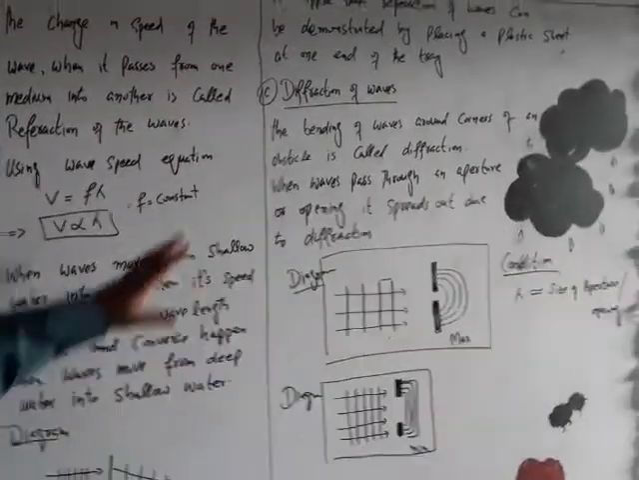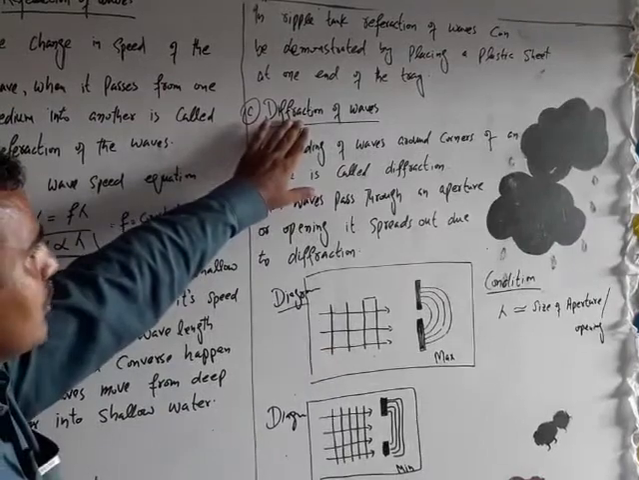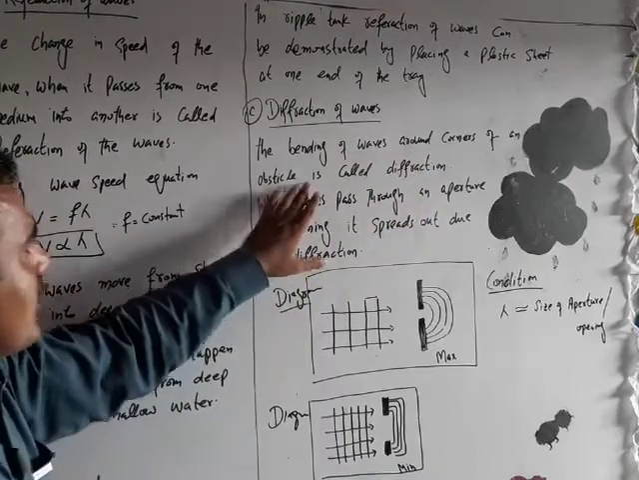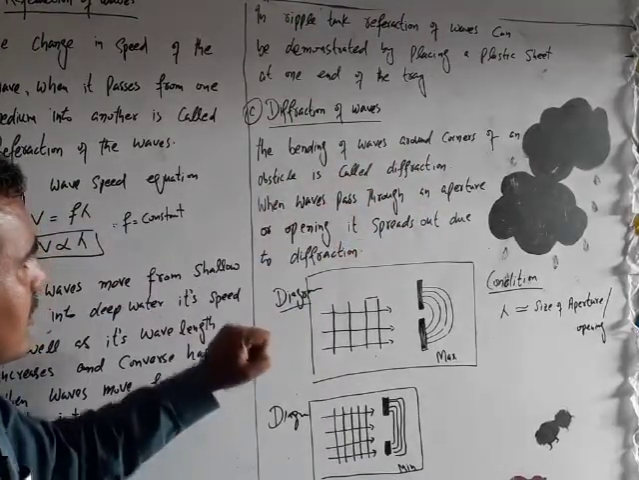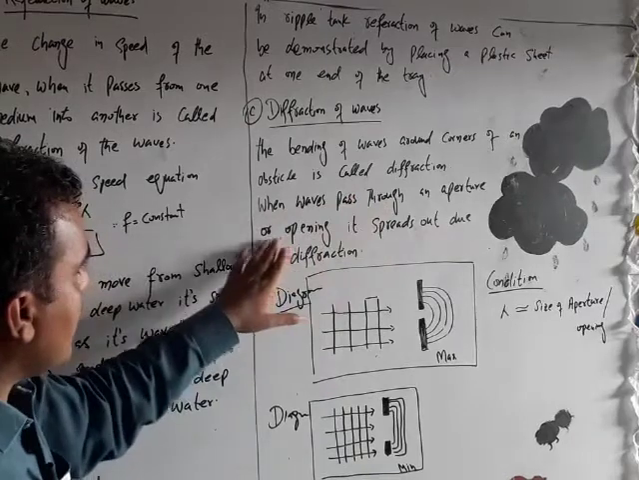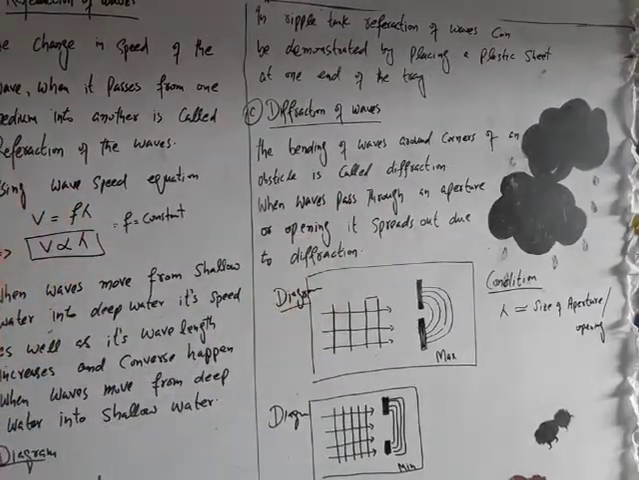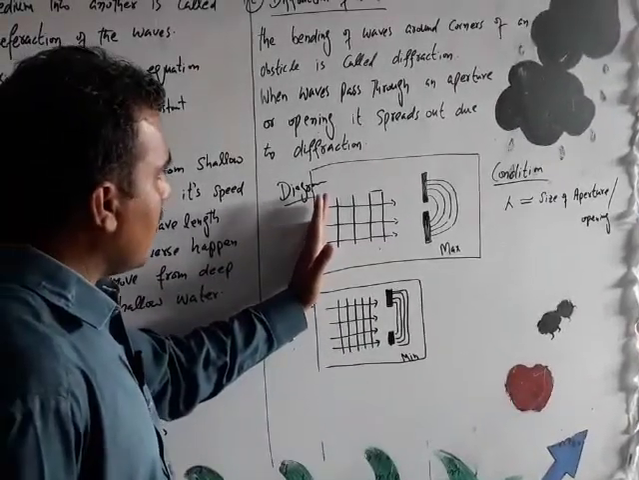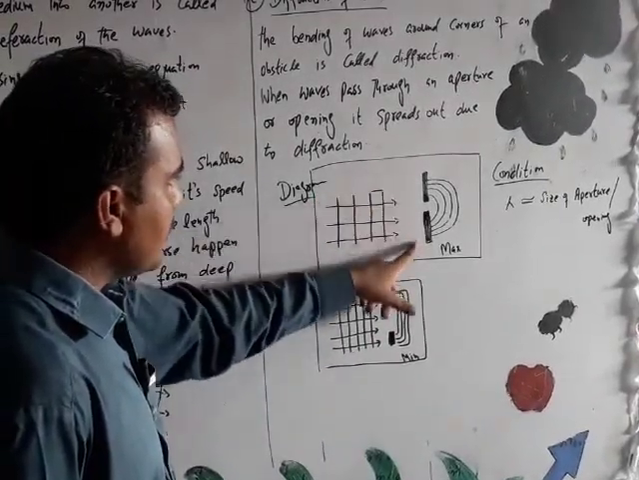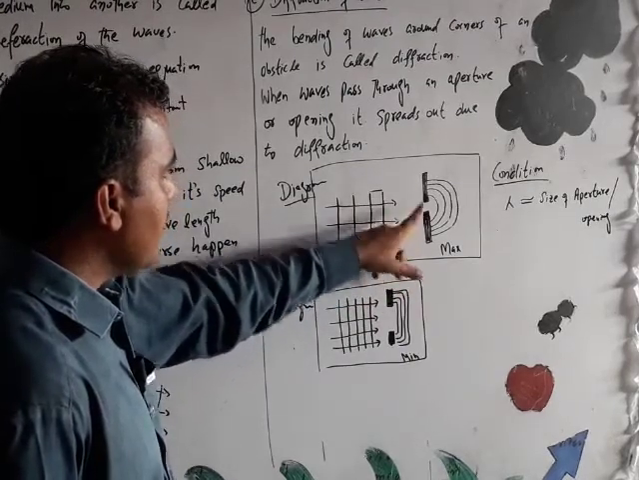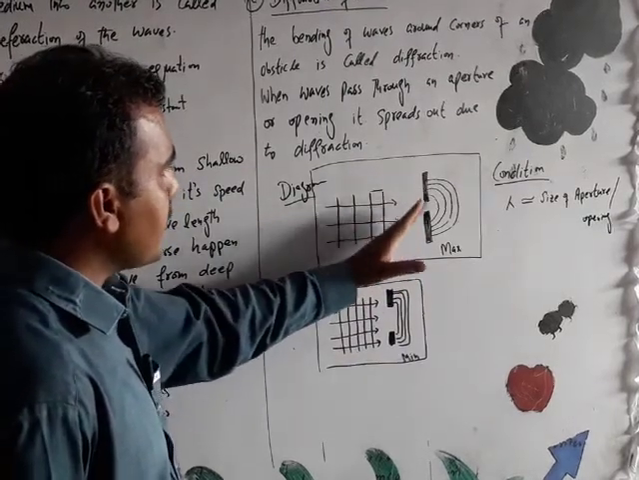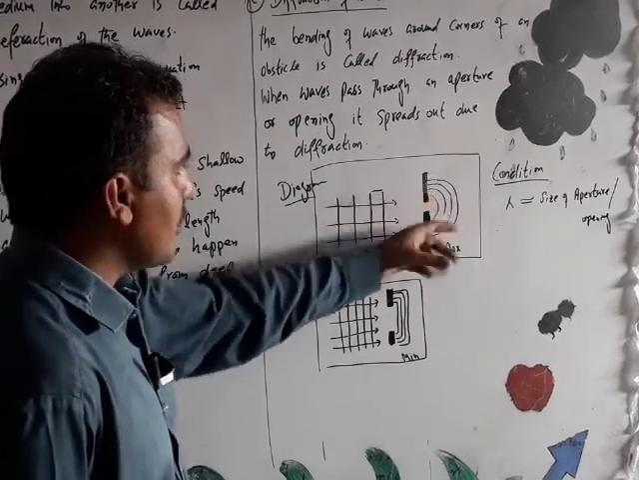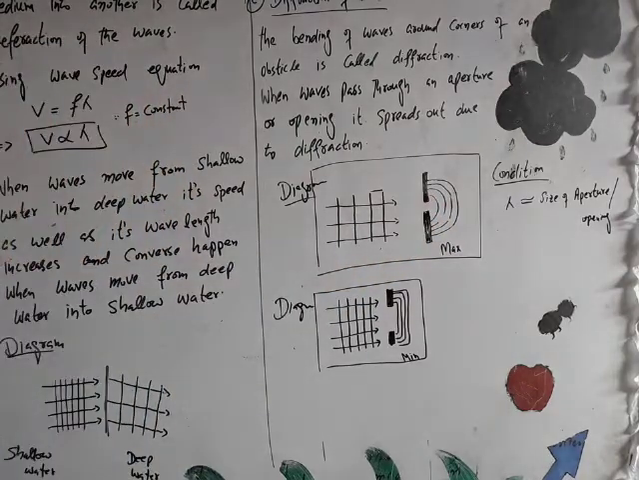Now the third property, which is diffraction of wave. Diffraction of wave is defined as the bending of waves around corners of an obstacle. When a wave passes through an aperture or opening, it spreads out due to diffraction. When a standing wave comes and passes between two obstacles having a small opening, then these waves, after passing this aperture, spread out in all directions in circular waves. This phenomenon is known as diffraction of the wave.